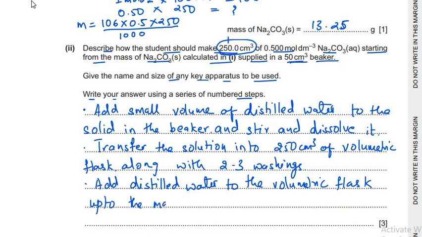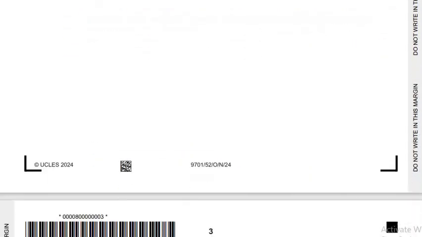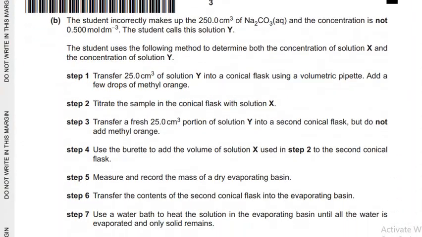There will be a mark which shows the volume of 250 centimeter cube on the volumetric flask. So up to that mark we are going to add distilled water and then shake well. That is how we're going to prepare the solution. So this is a 3-mark question, and you can see we have written 3 important points to describe the preparation of this solution, right? So this is how you have to describe it stepwise.